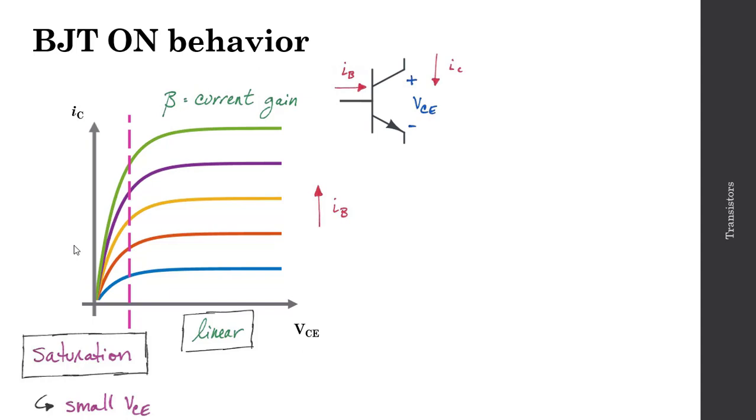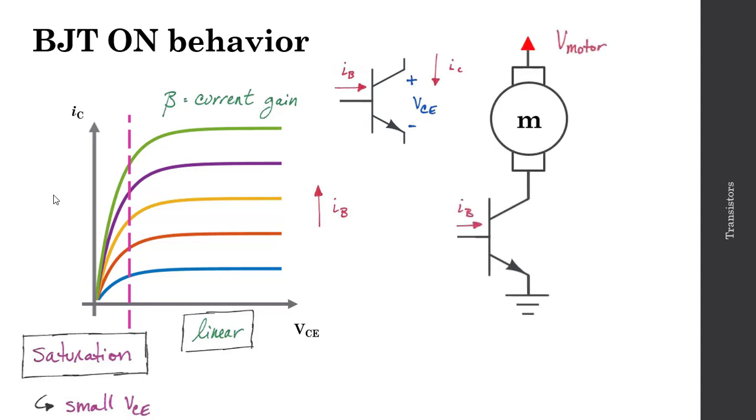So if we use the transistor as a switch instead of just a basic current amplifier, then I'm going to want a small voltage drop across my transistor. So I'm going to want to operate in this saturation region where I have a small VCE in the case where I'm using the transistor as a switch. To illustrate this, let's take a look at the circuit here where I'm using a transistor to switch the current going through a motor. So using this setup, I could, for example, turn the motor on and off.